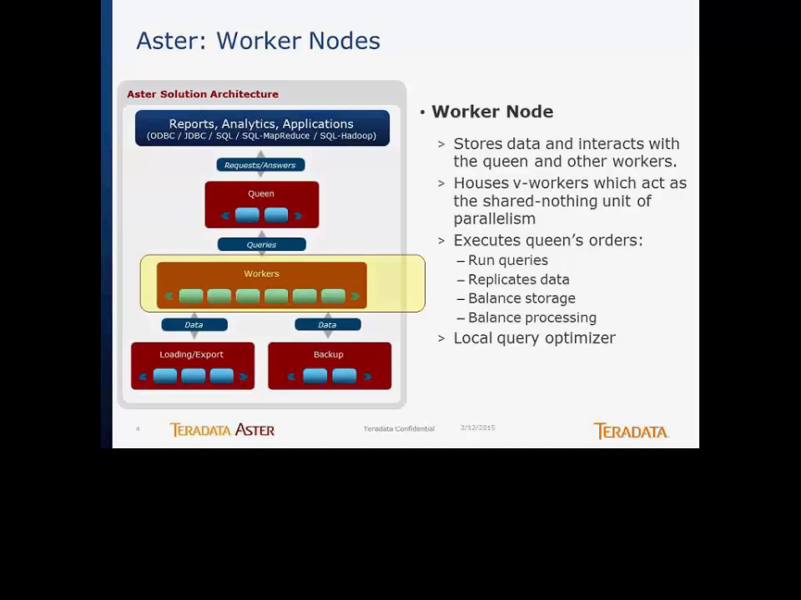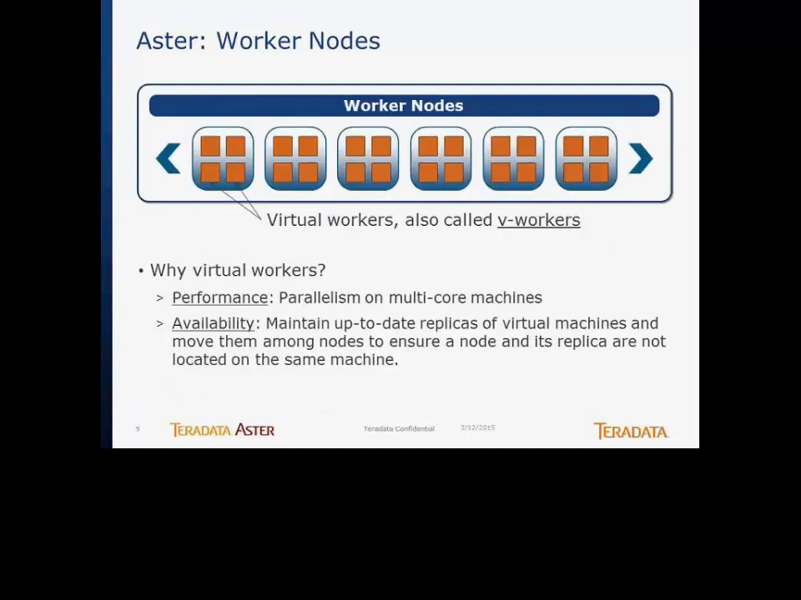And remember that workers have the data, which means they host their own database. It's a local database, and the local database has its own local query optimizer. So there is the Queen, which has the global planner optimizer, and the workers also have their own databases, which have their own query optimizers.